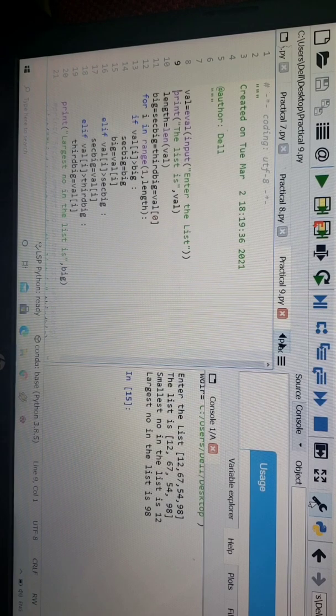So first we will enter the list, val equals eval input, enter the list, and then we can print the list. Then I'm using the len function to calculate the length of the list, how many items that particular list contains. Then I have taken one variable for the biggest number, big, one for second big, and another for third big, and each should be equal to the value at index 0.